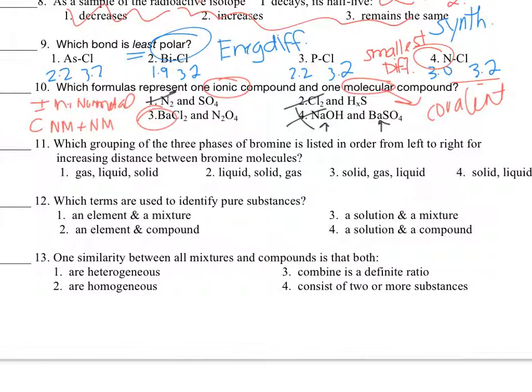Alrighty, for 11, we have which grouping of the 3 phases of bromine is listed in order from left to right for increasing distance between bromine molecules. Well, it doesn't matter that we're talking about bromine. It could be anything. We're only talking about the phases.